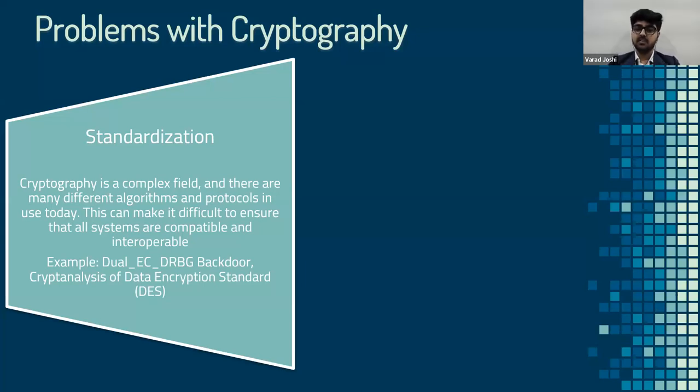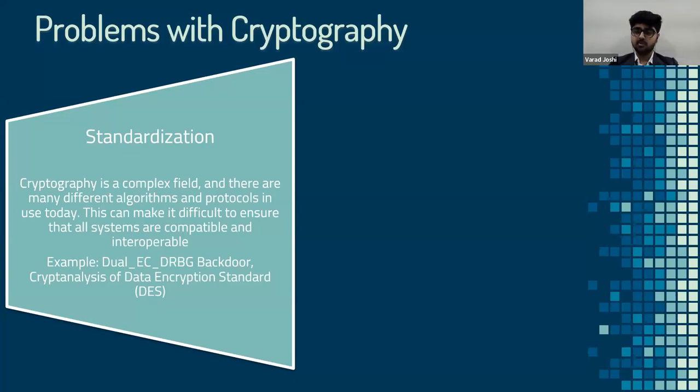As we have all seen, one such issue is Dual_EC_DRBG, basically an algorithm that was created by NIST, where after 15 to 20 years we came to know that there is a backdoor in that security, created by the national committee itself to tamper with personal data.